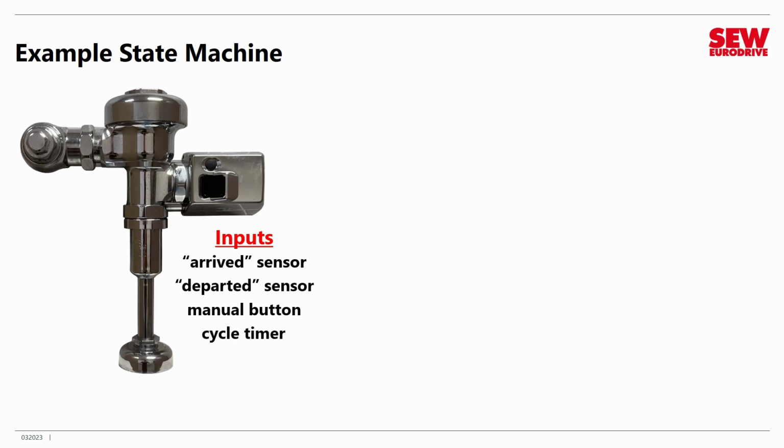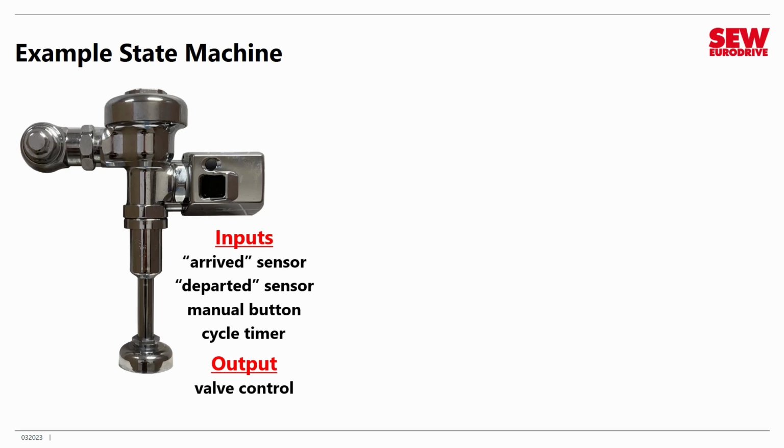And then there's actually a 4th input. It's a timer called a cycle timer. It controls how long the mechanism flushes. So the timer starts, and when it times out, it generates an event that indicates that it's done. There's also one output, and that is the valve control that opens or closes the valve to initiate the flush. That is it. It's a very simple system, just 4 inputs, 1 output.